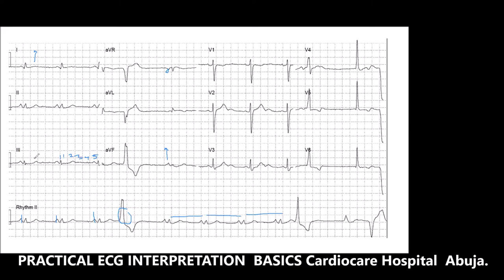In lead aVF, is it positive or negative? Even though it's very small, you are seeing there. Is it positive or negative? Positive. What is that? Normal. Normal axis, Abi.